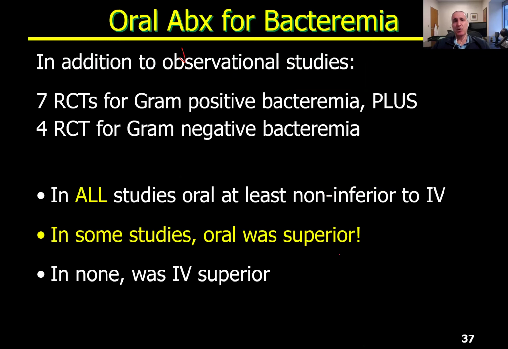I don't have time to walk through the numerous observational studies of oral therapy for bacteremia, all of which suggest that oral therapy works. Instead, we'll just cut to the chase. There are now 11 randomized controlled trials of oral therapy for bacteremia. Really? 11? Wow. 7 for gram-positive organisms, including Staph aureus, and 4 for gram-negative. And in all of these studies, oral therapy was at least non-inferior to IV therapy. In a couple of the studies, amazingly, oral therapy was statistically superior in outcome to IV therapy for bacteremia, and in none was IV therapy superior.